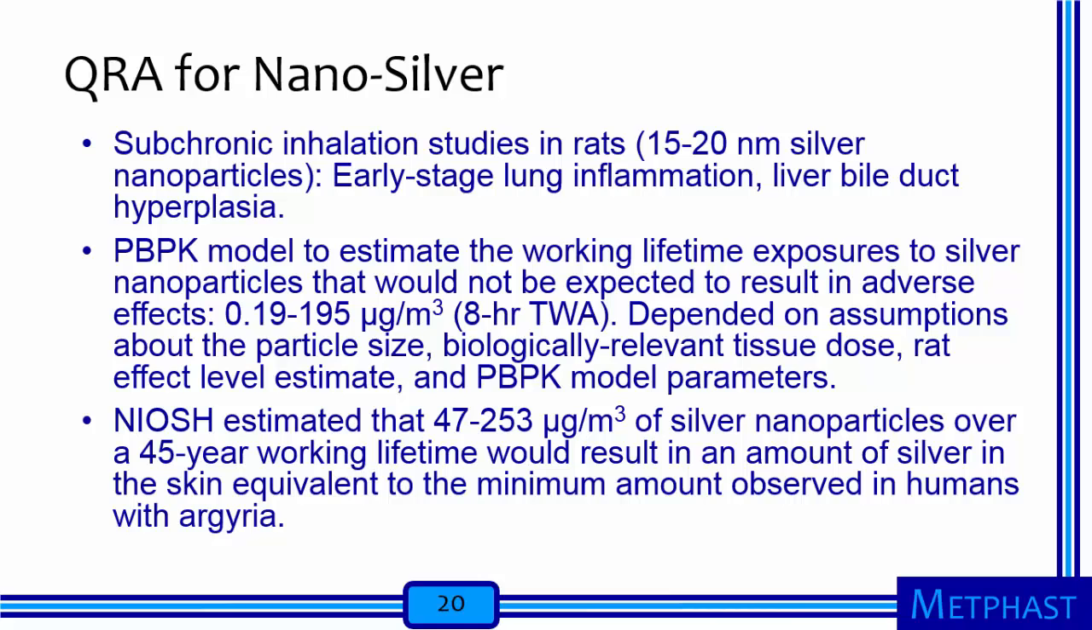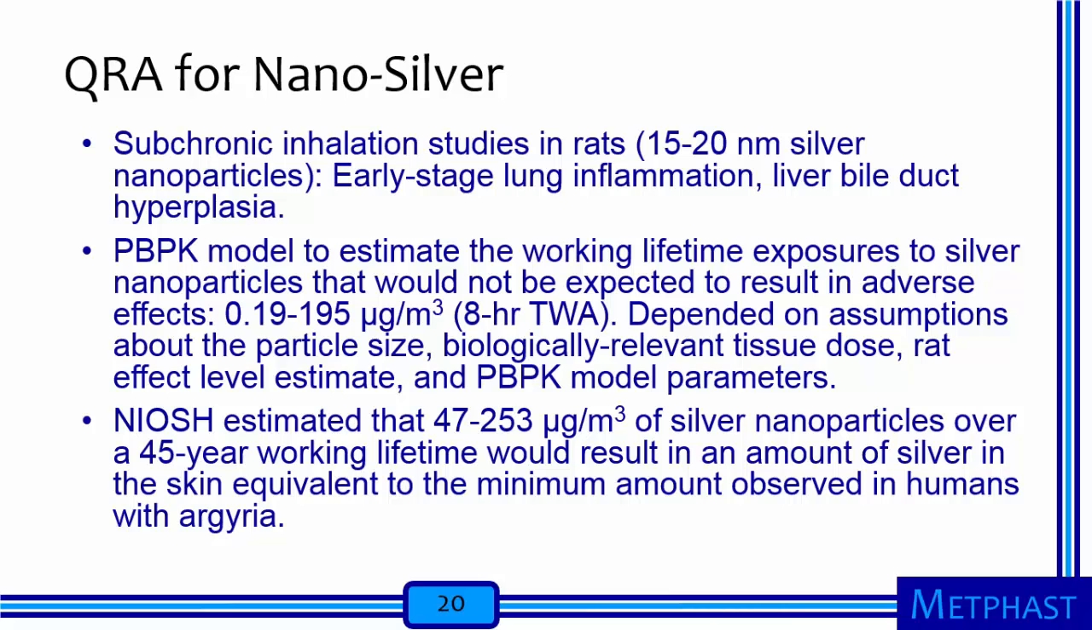Now let us also look at the interesting case of the quantitative risk assessment for nanosilver. NIOSH considered subchronic inhalation studies in rats using 15 to 20 nanometer silver nanoparticles, where the health effects were early stage lung inflammation and liver bile duct hyperplasia. The QRA also used a physiologically based pharmacokinetic, or PBPK, model to estimate the working lifetime exposure to silver nanoparticles that would not be expected to result in adverse effects, and this turned out to be in the range 0.19 to 195 micrograms per cubic meter as an 8-hour time-weighted average.